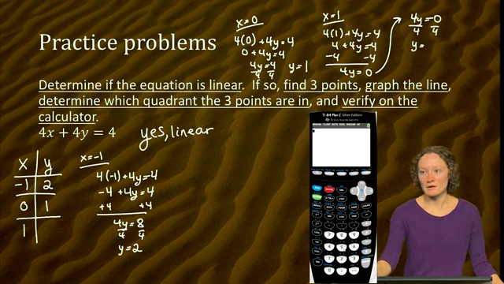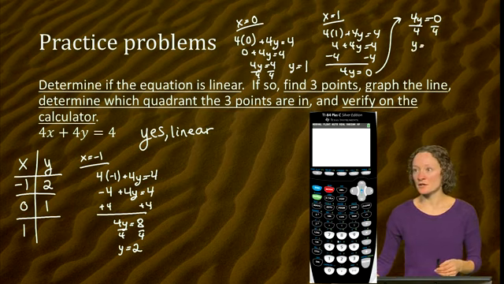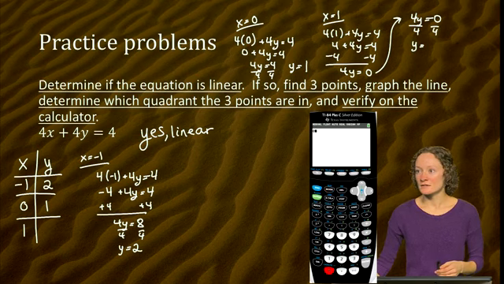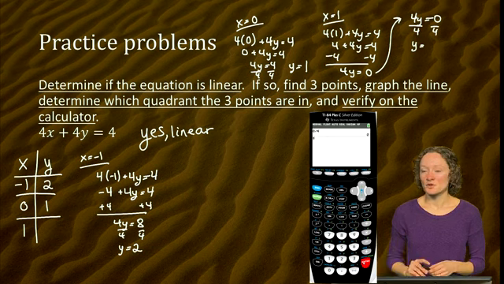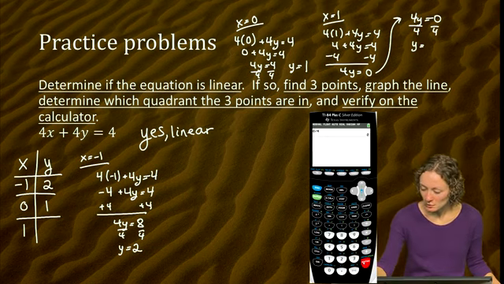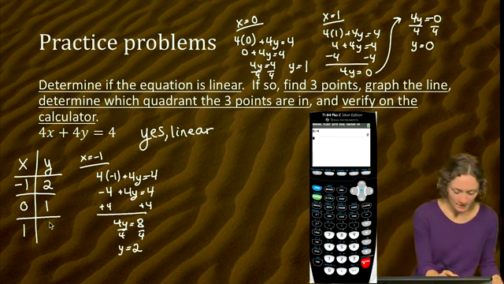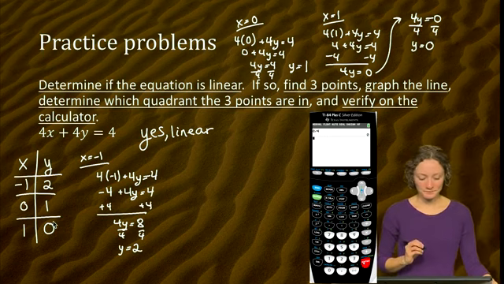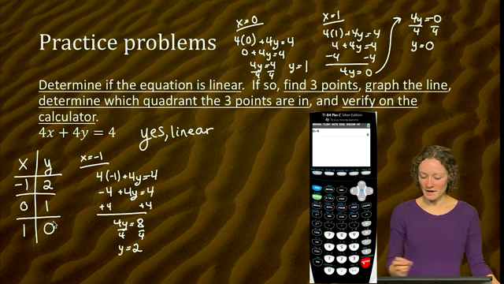What's 0 divided by 4? If you're not remembering or you don't trust it, type it in the calculator. 0 divided by 4, 0. So we do get an answer. We have an ordered pair. All right, our 3 ordered pairs.